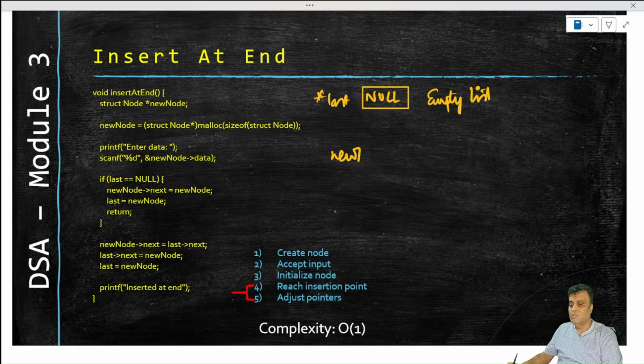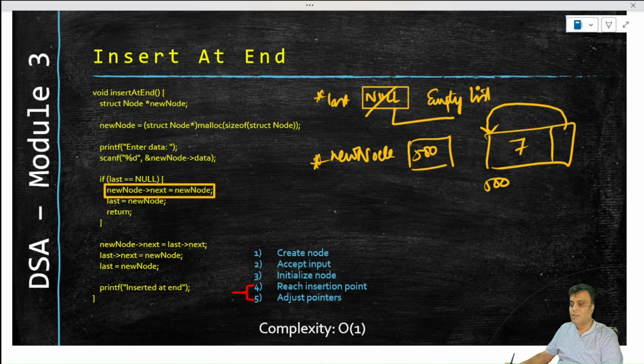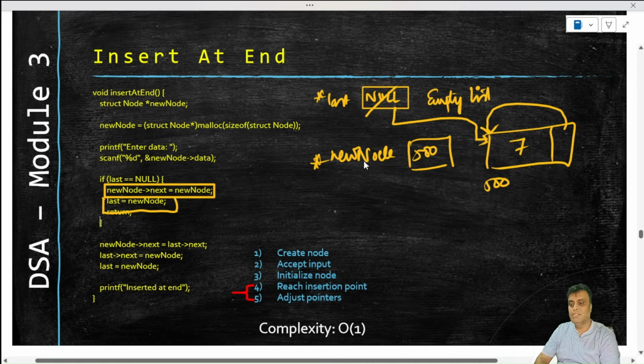So all we need is a new node. And that new node, which was, let's say, pointing to 500, had 500 here, and we had a next, and we inserted 7. So all we need to do is say your next is yourself. That's what we said, right? And last, which was null, will now point here, and that's all. That's all that is there in the first case, where we are talking about an empty list where we are inserting at the end.